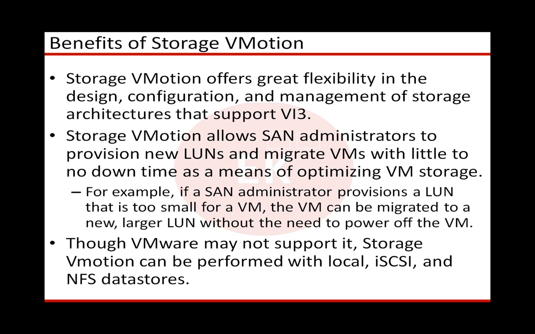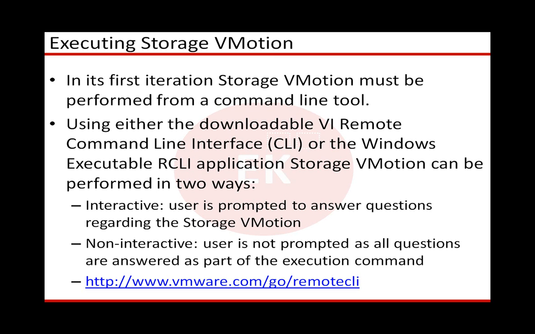Alright, so let's take a look at how you execute storage vMotion. There are a couple of different ways you can do it, and we're going to cover all of them. One way is to download the VI Remote Command Line Interface, which is the recommended method, and I'll explain why. Or you can download the Windows executable RCLI application for storage vMotion.